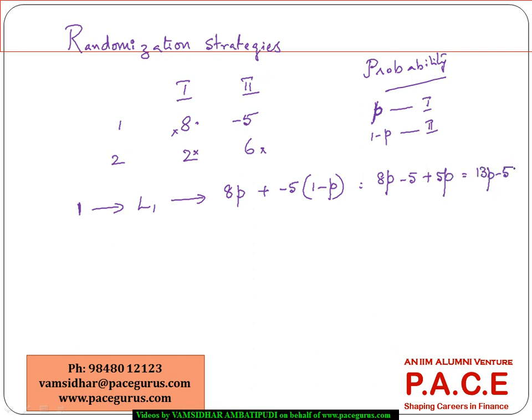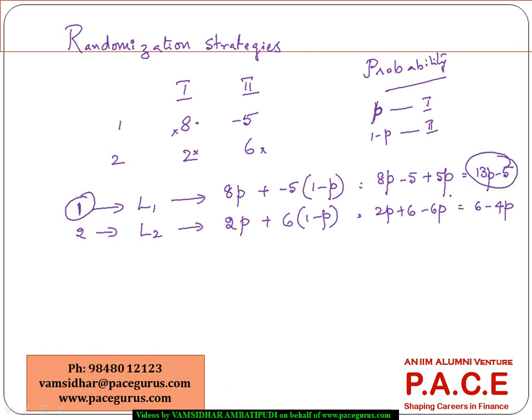minus 5. Now in case B chooses option number 2, what would be the loss for A in that case? He has a loss of 2 with a probability of P, and he has a loss of 6 with a probability of 1 minus P. So it is becoming 2P plus 6 minus 6P. So it is becoming 6 minus 4P. So in case B is choosing 1, his loss is 13P minus 5. In case B is choosing 2, his loss is 6 minus 4P.